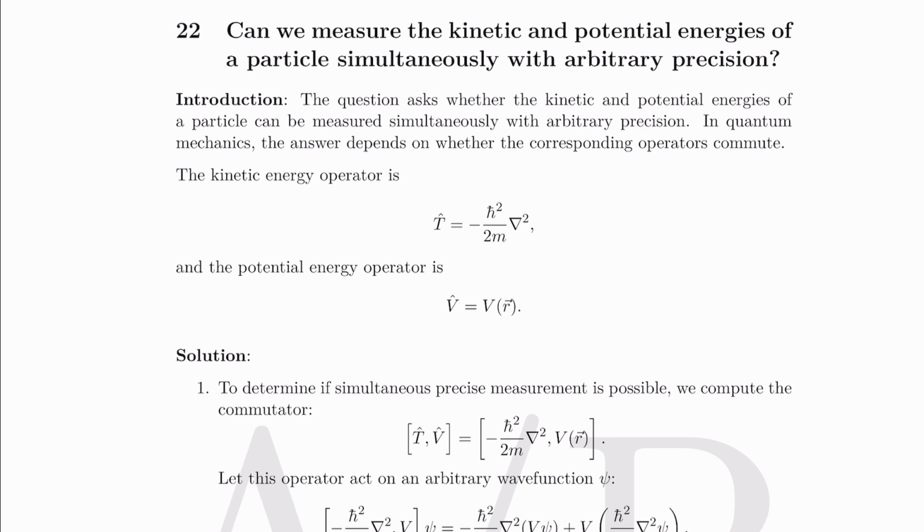Now, can we measure the kinetic and potential energies of the particles simultaneously with arbitrary precision? The question simply asks that you are required to find the kinetic energy and potential energy at the same time. That is why they are using the word simultaneously. And arbitrary precision means that precision should be in your control. They are not going to be controlled by some kind of mathematical formula or mathematical equality, inequality, whatever.